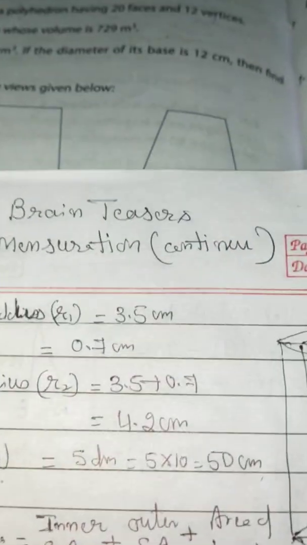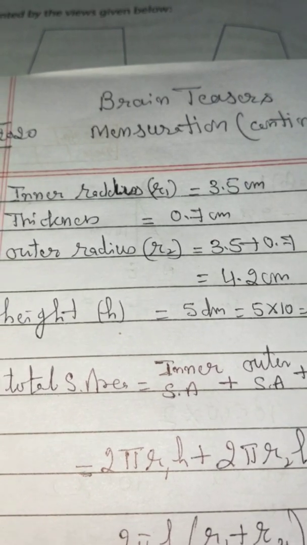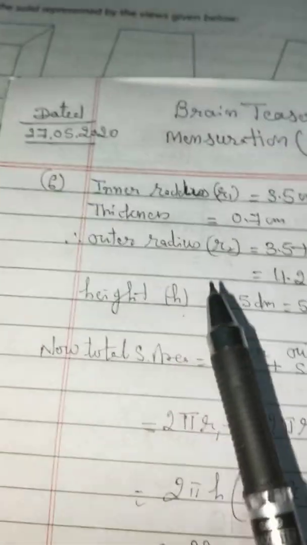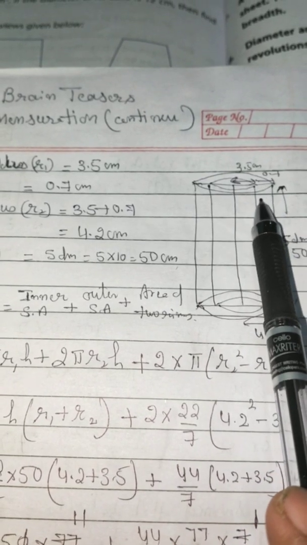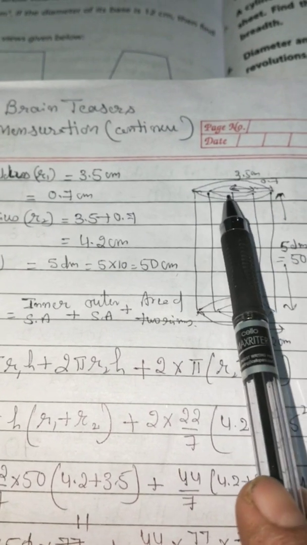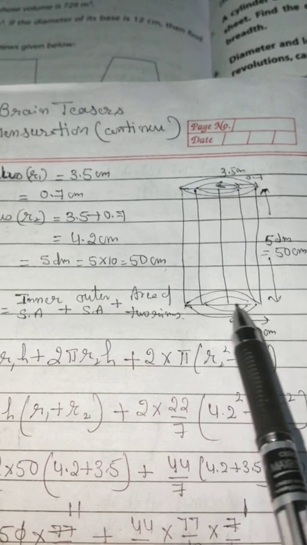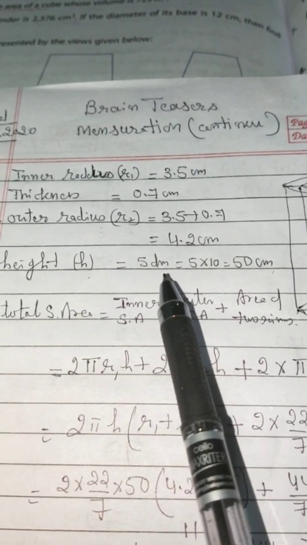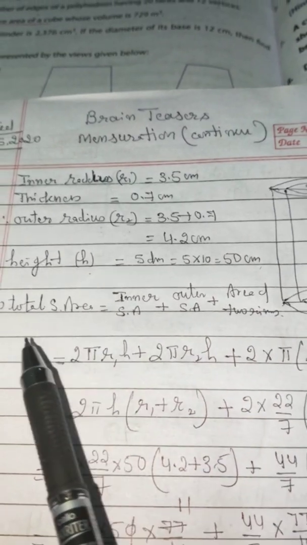So in this way, inner radius R1 is equal to 3.5 centimeter, thickness 0.7 centimeter. Therefore, outer radius R2 is equal to 3.5 plus thickness 0.7, which is equal to 4.2 centimeter, from here to here. Height is equal to 5 decimeter. 1 decimeter is equal to 10, so 5 decimeter will be 50 centimeter.